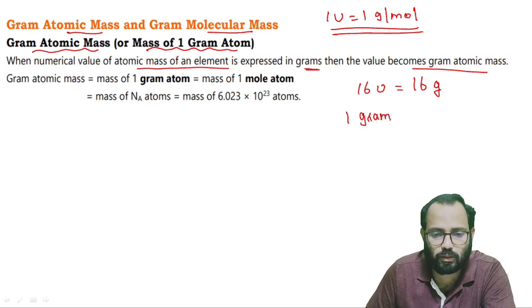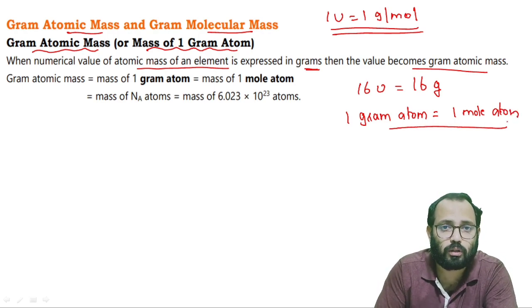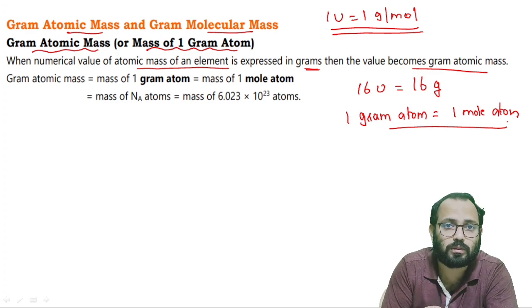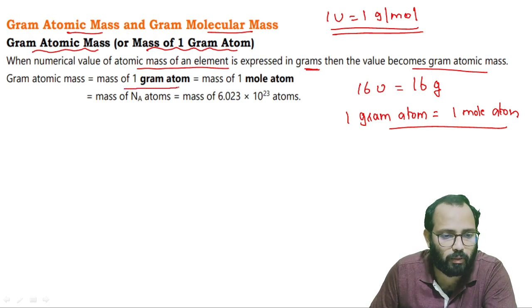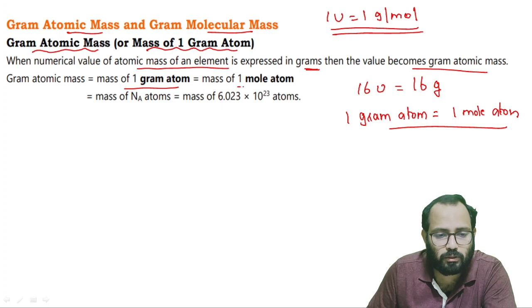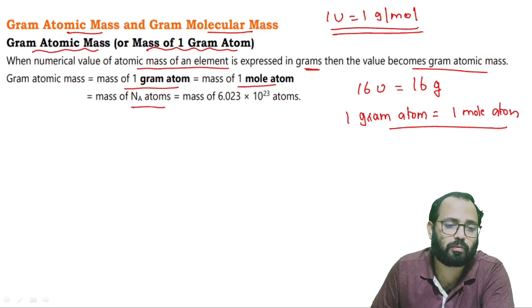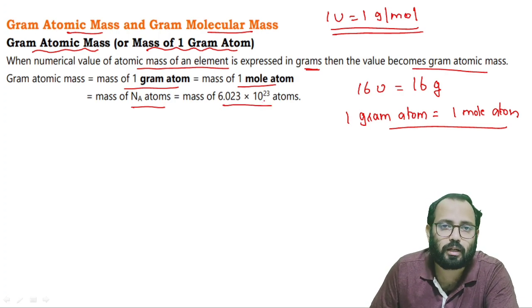If somebody is telling you it has 1 gram atom, make sure that it is 1 mole of atoms. You understood it: 1 gram atom, 1 mole atom. 1 gram molecule, 1 mole molecule. 1 gram ion, 1 mole ions. That is how you have to consider. So gram atomic mass is the mass of 1 gram atom, and that is nothing but the mass of 1 mole of atoms. Mass of 1 mole of atoms means mass of Avogadro number of atoms, mass of 6.022 × 10^23 atoms.